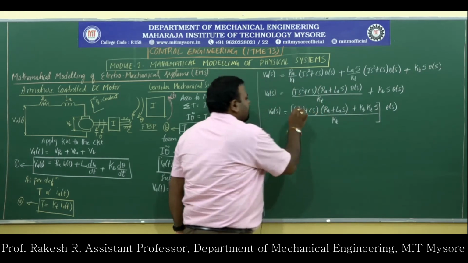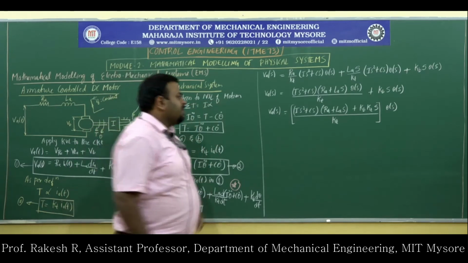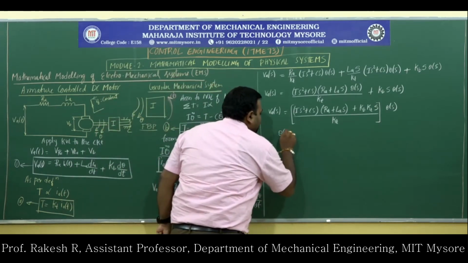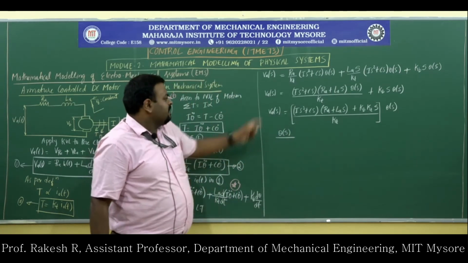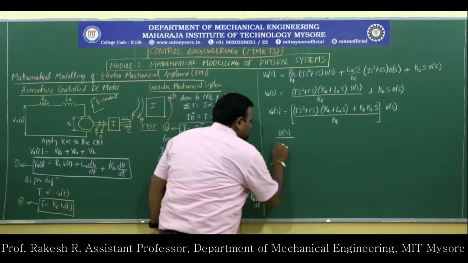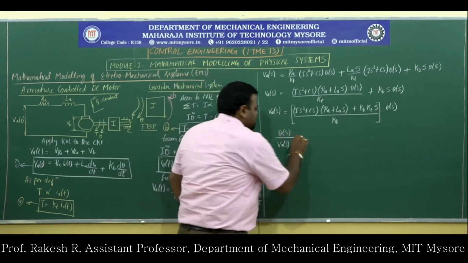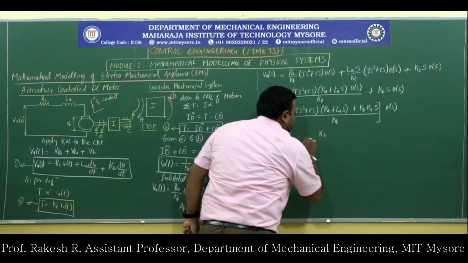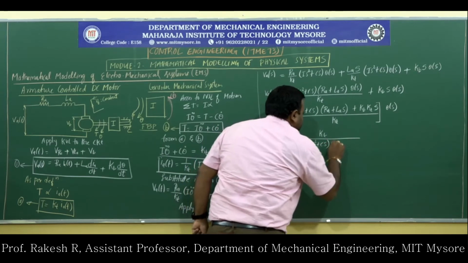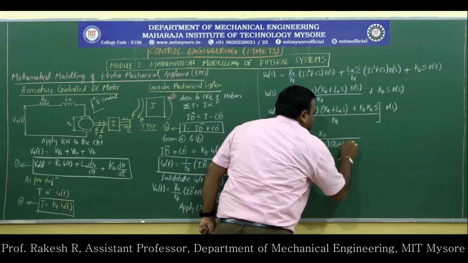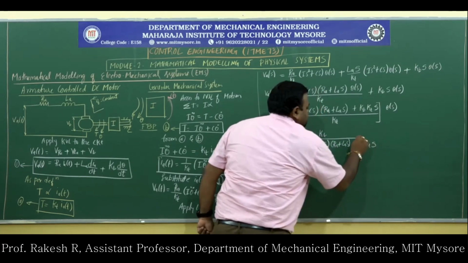What is the equation I want? I want the Laplace transformation of output variable. Laplace transformation of output variable is theta of S, and Laplace transformation of input variable, this is VA of S. So this is a mathematical model. Just reverse this, it will be equal to KT divided by IS square plus CS into RA plus LA into S plus KB into KT into S.